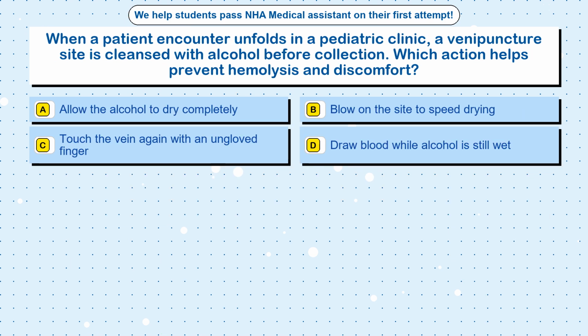Question 11. When a patient encounter unfolds in a pediatric clinic, a venipuncture site is cleansed with alcohol before collection. Which action helps prevent hemolysis and discomfort? Option A. Allow the alcohol to dry completely. Option B. Blow on the site to speed drying. Option C. Touch the vein again with an ungloved finger. Option D. Draw blood while alcohol is still wet.